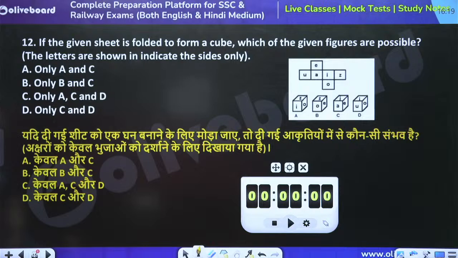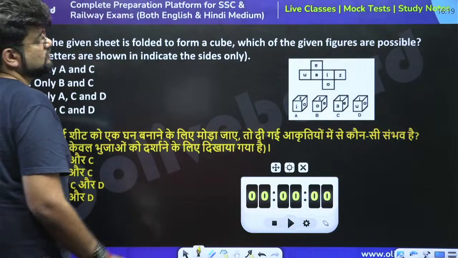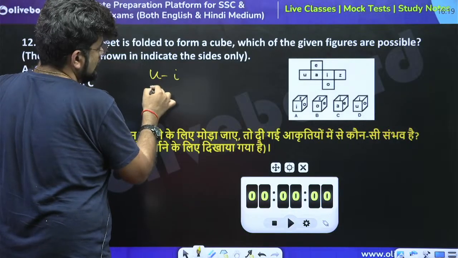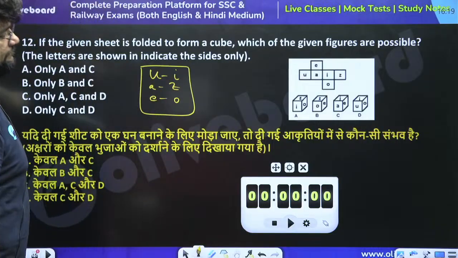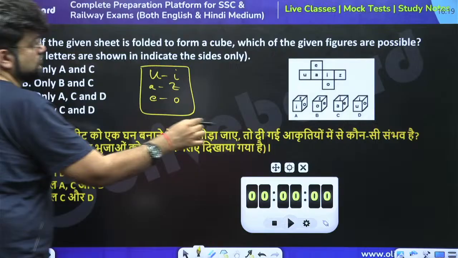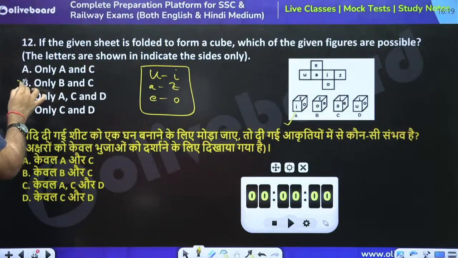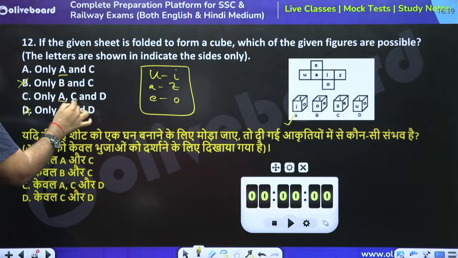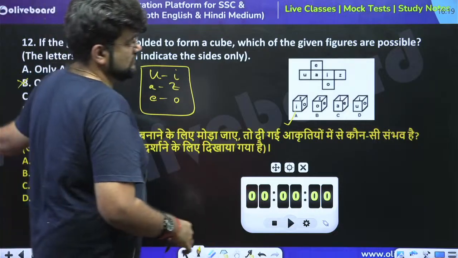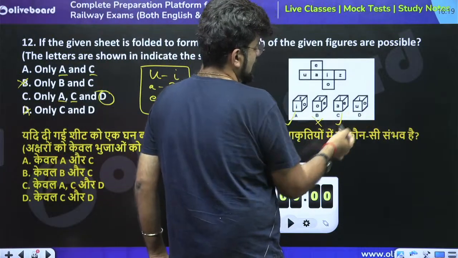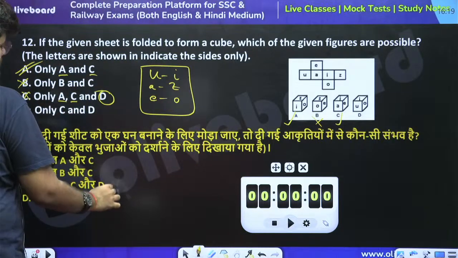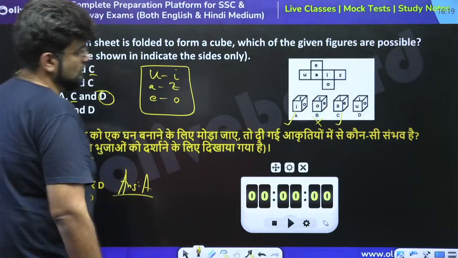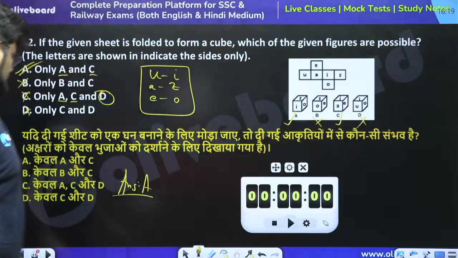So which given figures are possible? We'll see U is opposite to I, A is opposite to Z, and E is opposite to O. Now ZIO can be formed. So A can be formed. If A can be formed, this is gone, this is gone. With A, C can definitely be formed. Just check for D now. So B cannot be formed, C can be formed. Just check for D, IUO. IUO cannot be formed, so only option A is the correct answer. Cool. Next.